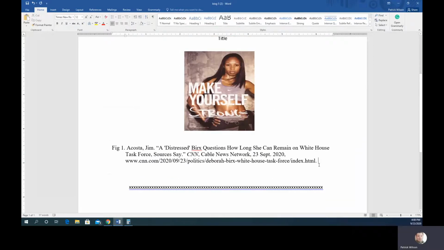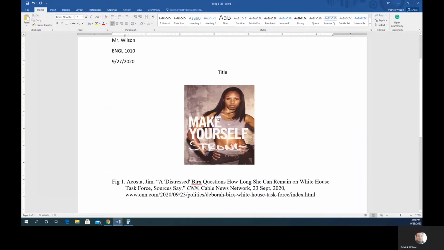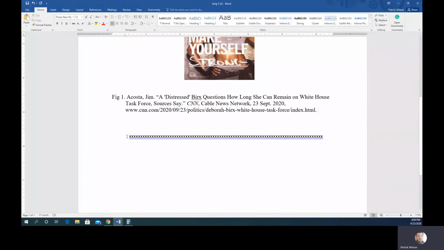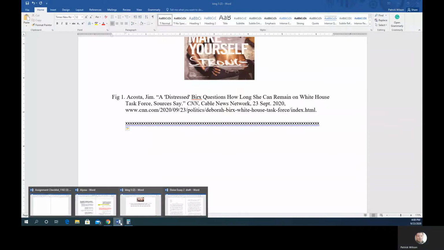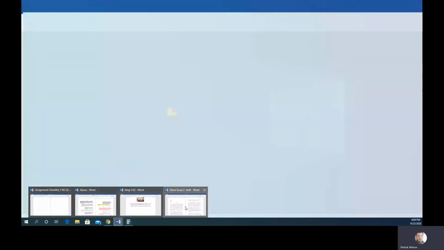And that's telling me where you're getting your information from, because unless you took that picture or you made that ad yourself, you have to give credit to somebody else. Gotcha. And then once you do that, you're going to indent and then just go ahead and start your paper. Because the other paper I was going to show, well, that's what you sort of did.